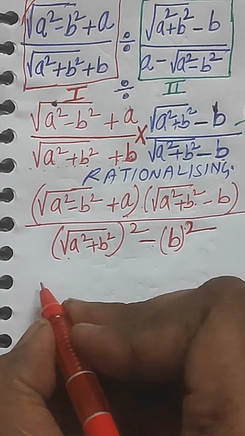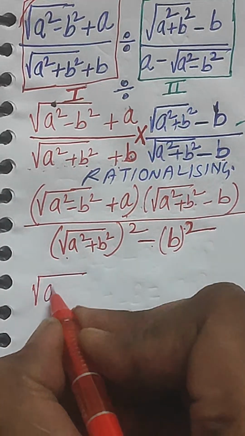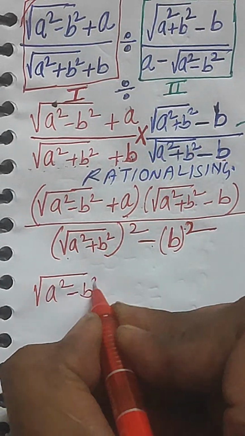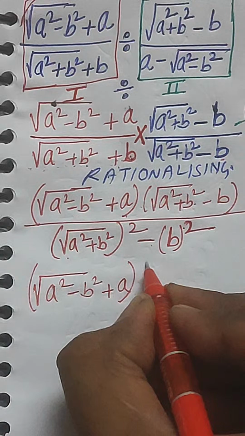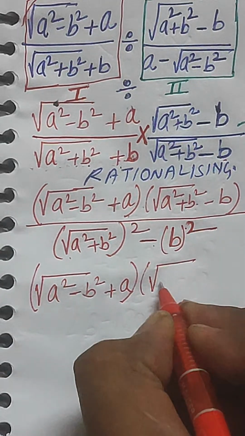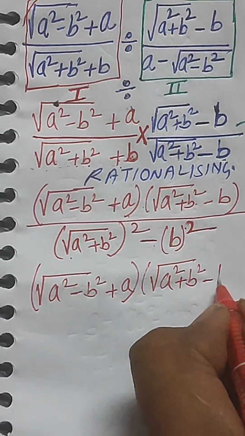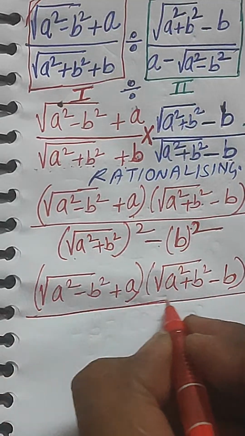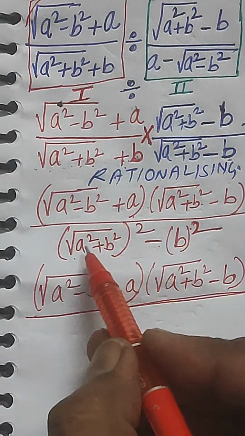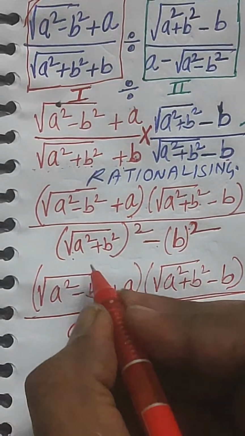So this will give you, in the next line, root over of a square minus b square plus a. We are not going to tamper with the numerator anyway, right? So write it as it is, right? And into the denominator you can see the beauty of how this root will be eliminated, because the square of the root will eliminate this root.